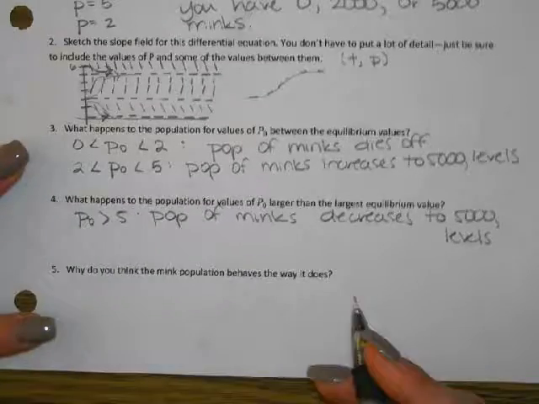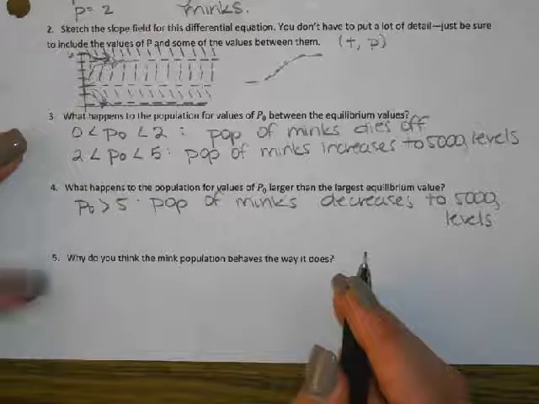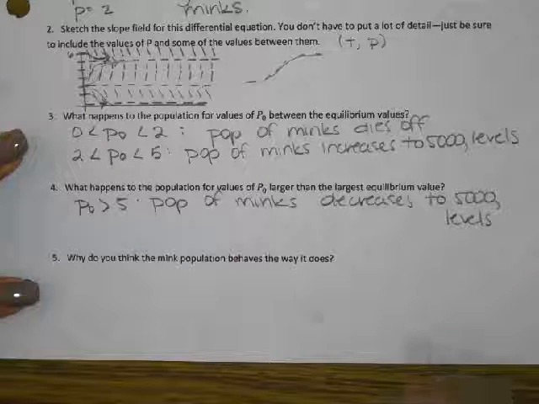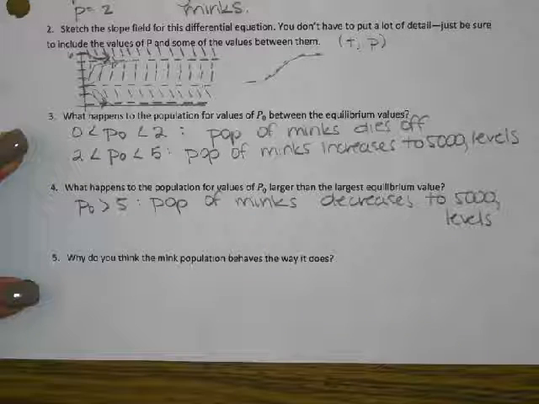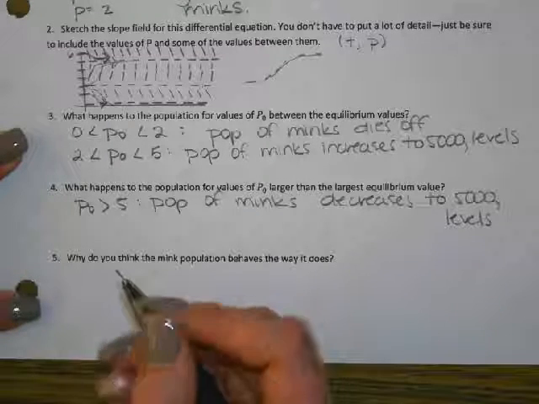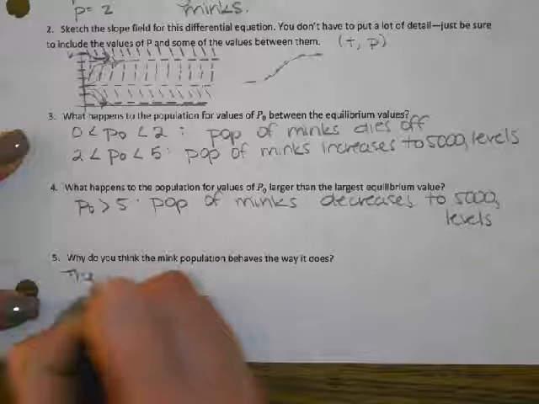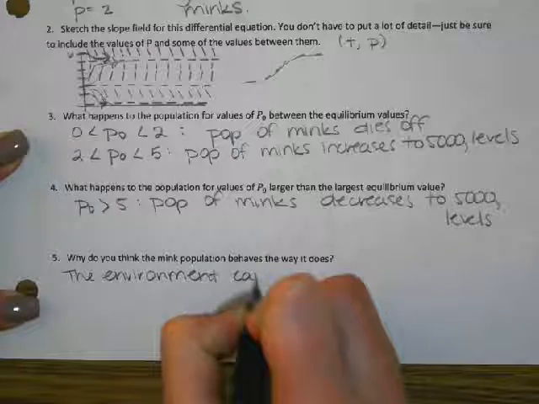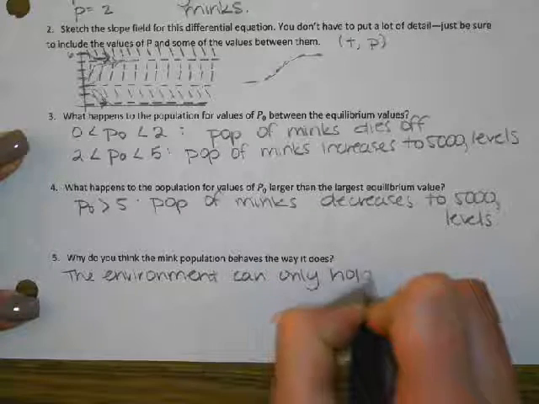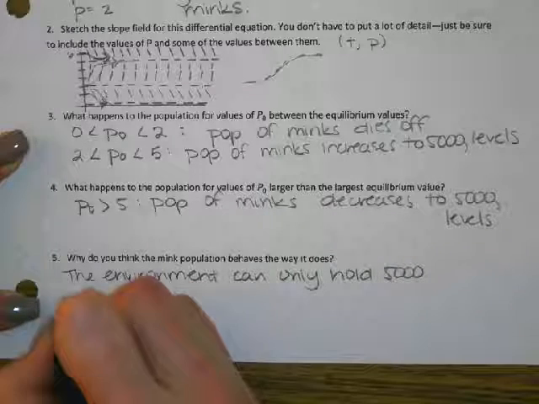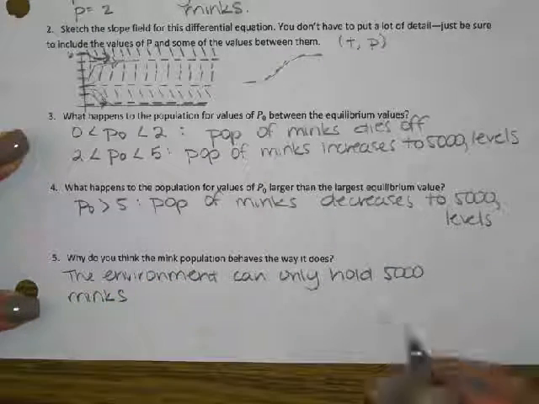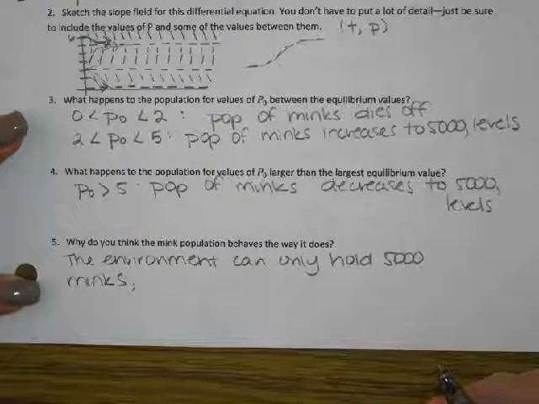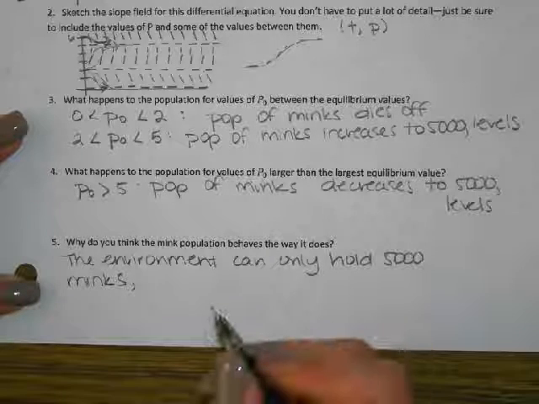All right. So why do you think the mink population behaves the way it does? I said the environment can only hold 5,000 minks for whatever reason. Resources, whatever, food, water, shelter, that sort of thing. But what happens if the population is less than 2,000 minks? It dies off. There's not enough for them to continue living.